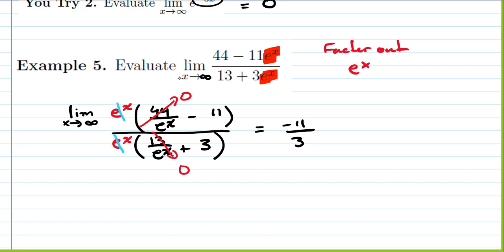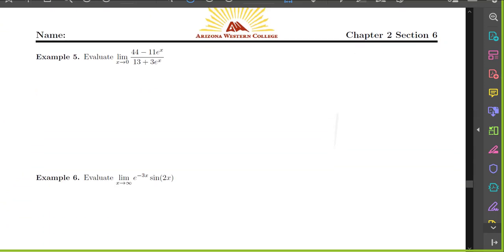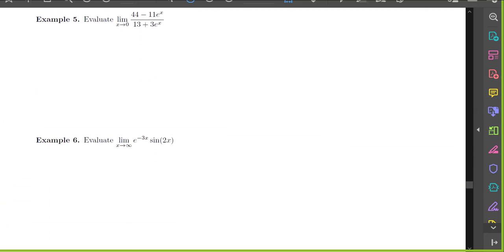So this is very similar to the technique that we did in the previous set of problems when we were doing it with polynomials. We can do it with other functions as well. Factor them out, reduce, and evaluate our limits. All right, couple more examples.